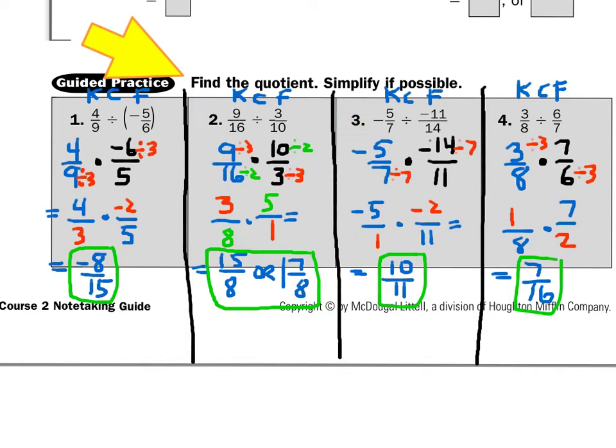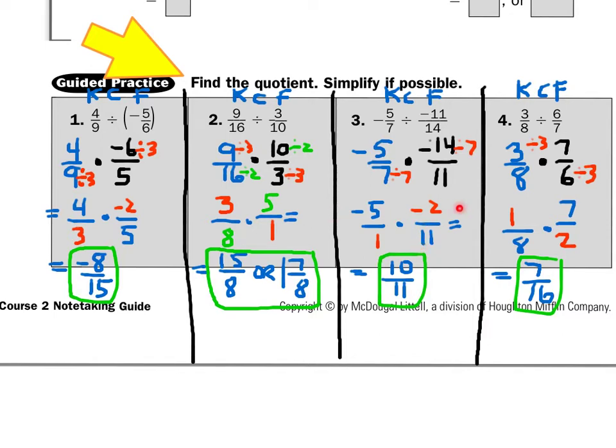Take a look at 3. -5/7 divided by -11/14. Keep, change, flip. Keep the first fraction the same, -5/7. Change division to multiplying. Flip that second fraction. Leaving the negative upstairs, I flip the numbers. 14 on top, 11 on the bottom. And now look across at the 7 and the -14. I see that 7 goes into both. So I have -5 on top, and then 7 divided by 7 is 1. -14 divided by 7 is -2, and I have the 11 downstairs.